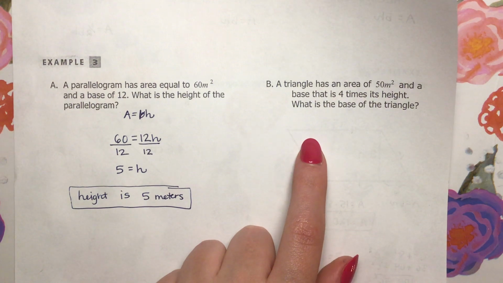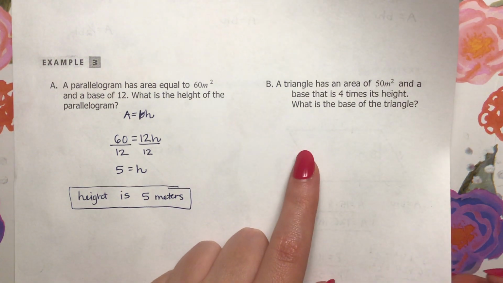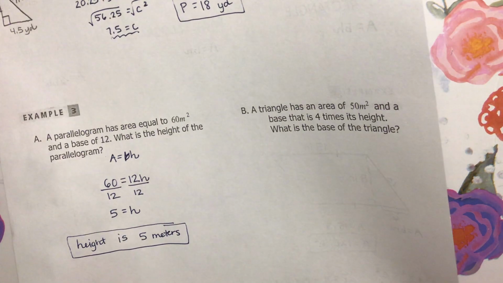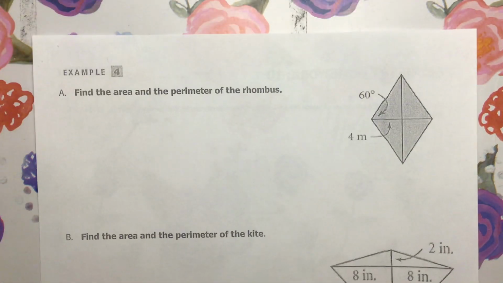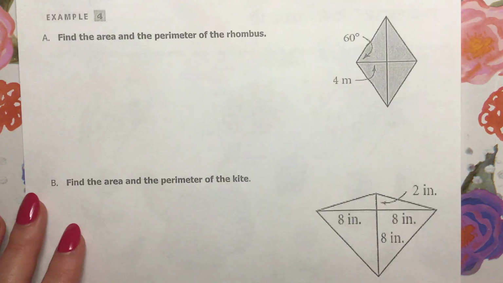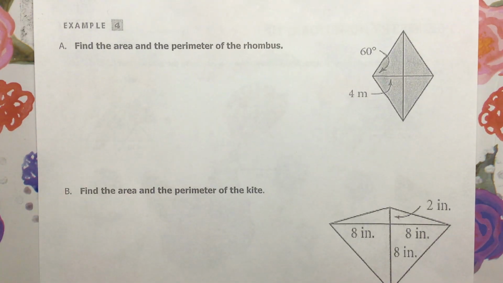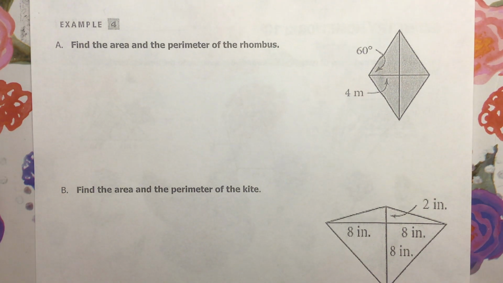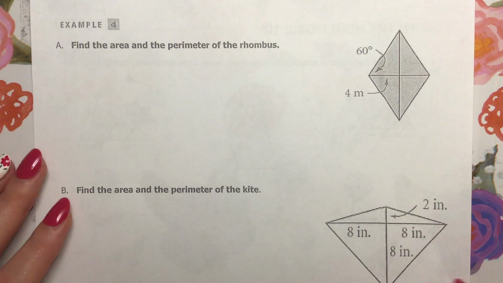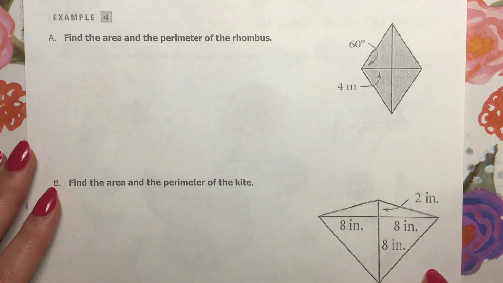Example B, we're going to do in class. So transition to page 5 in your packet. And we're going to work just a couple examples on this page, and then we will be good to go. So this one says, for example 4, we're just finding some areas of some more complex shapes. It says find the area of and the perimeter of the rhombus.